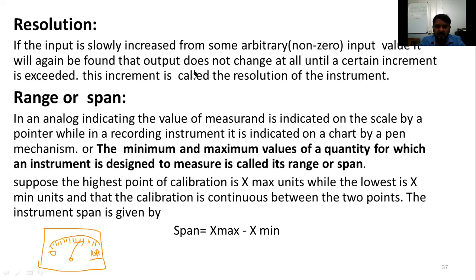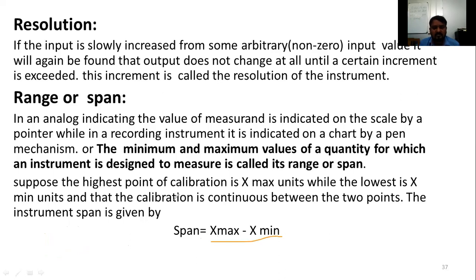Instead of 0, I can write here that it can start from a minimum of 5 ampere also. 5 to 10 ampere. What is the range of this instrument now? 10 minus 5 is only 5 ampere. Like that, every analog instrument has a minimum and maximum value. So we identify the span or range by maximum value minus minimum value. Is it clear? Yes, sir.